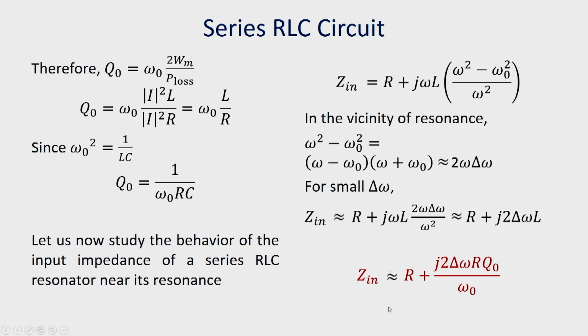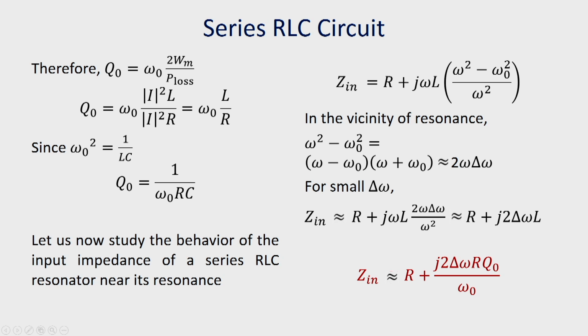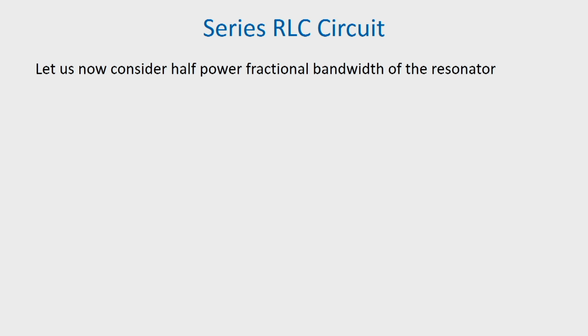Now, this form of representation of the input impedance near its resonant frequency is a very useful expression, and we will make use of this expression in our later analysis of transmission line resonators. Let us now consider half power fractional bandwidth of the resonator.